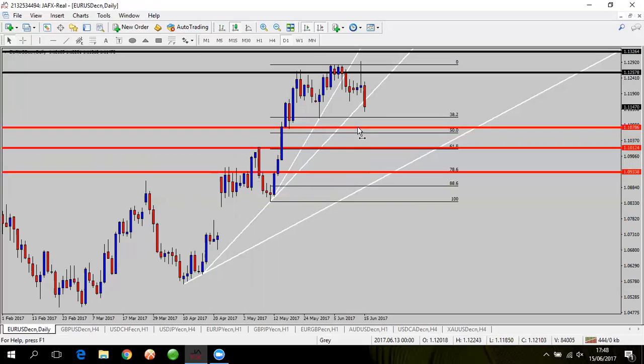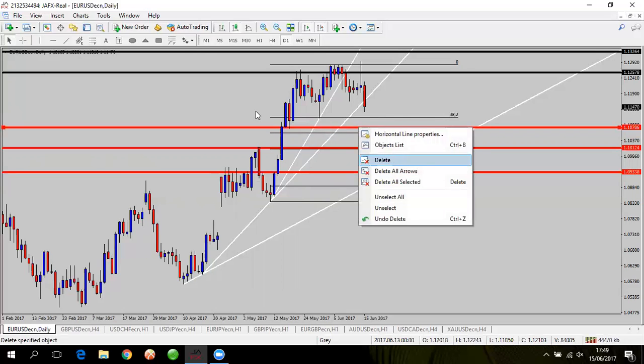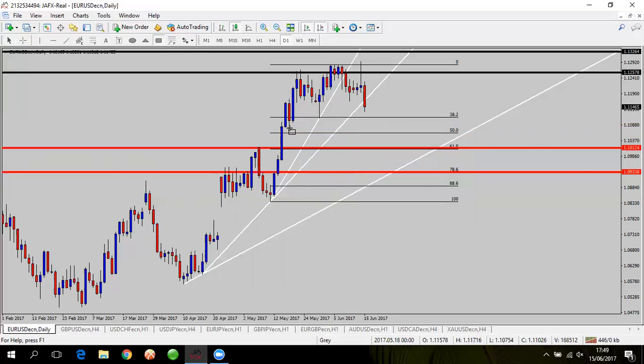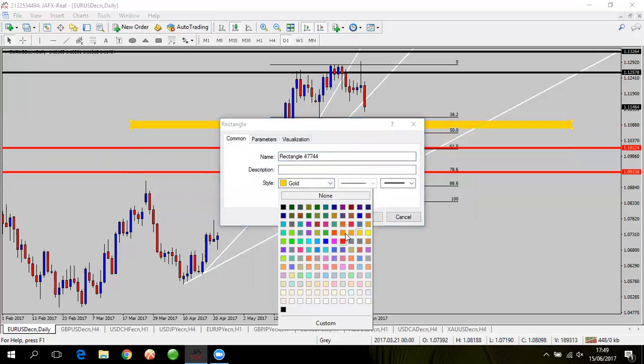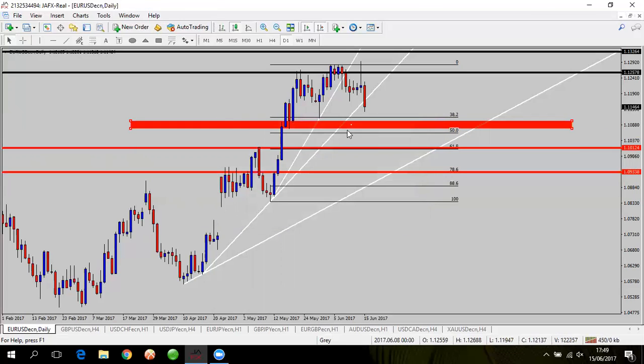Our latest one is, let me draw a zone for that one actually because it's important. Change it to red. Okay, so that's our first stop. This is our second stop. This is our third stop.